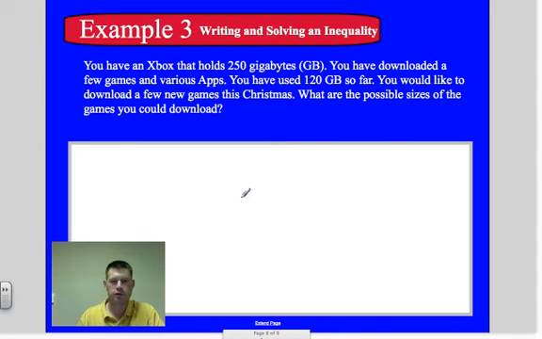Okay, so in this problem you want to think about what you have. You have a total, so 250 is the total. So let's say it's equal to, well, we already used 120, so we could add to that. How much more could we add? Well, let's put D for downloads. So 120 plus the new downloads can only equal 250. Otherwise you're out of space.